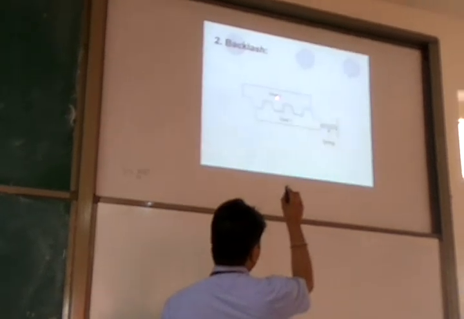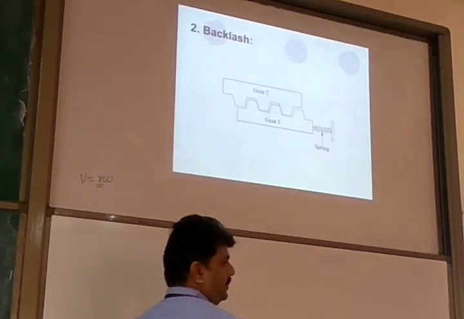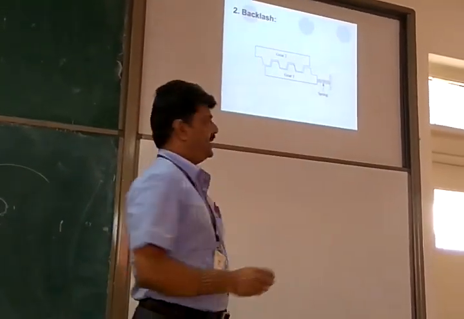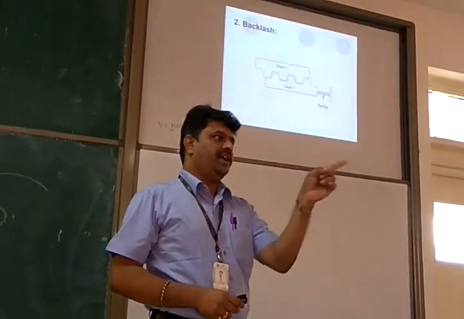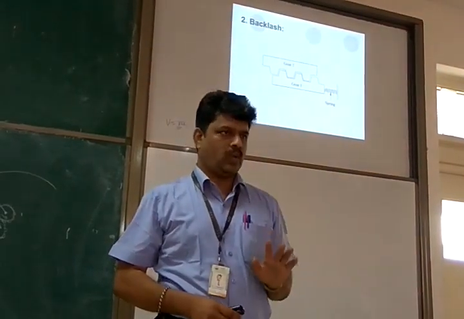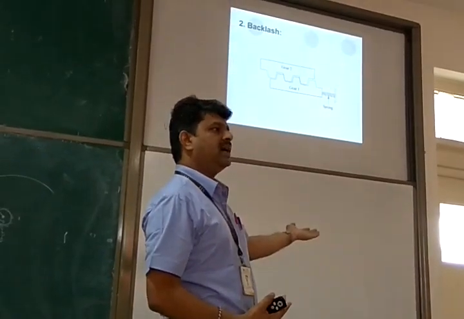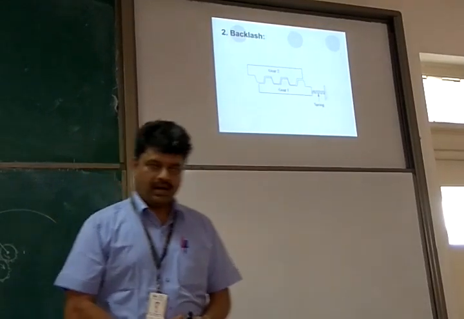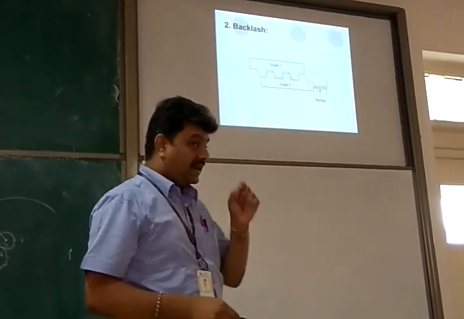Gear 2 is free to rotate. It is operated by the physical parameter. Gear 1 is connected to the pointer. Any movement in gear 2, I want there should be a movement in gear 1. Or vice versa. Any movement in gear 1, I want there should be a corresponding movement in gear 2. Is it alright? Okay?